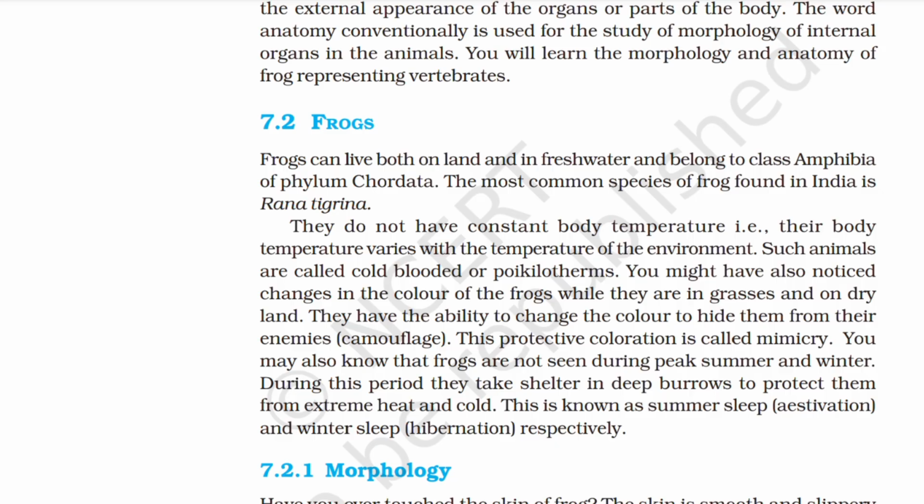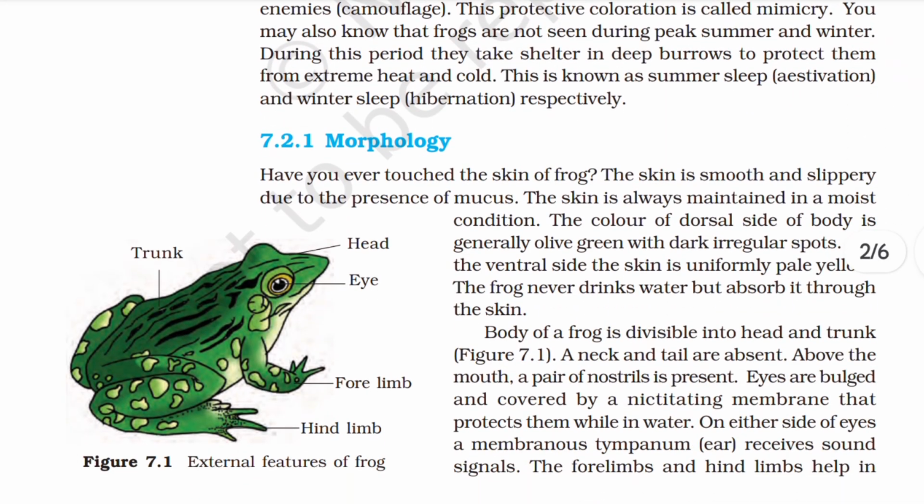You might have also noticed changes in the color of the frogs while they are in grasses and on dry land. They have the ability to change the color to hide themselves from their enemies. Camouflage. This protective coloration is called mimicry. You may also know that frogs are not seen during peak summer and winter. During this period, they take shelter in deep burrows to protect themselves from extreme heat and cold. This is known as summer sleep, estivation, and winter sleep, hibernation, respectively.